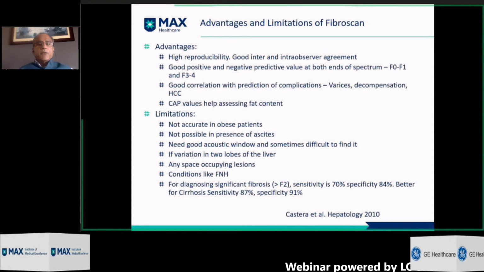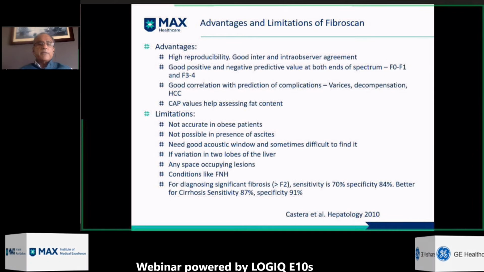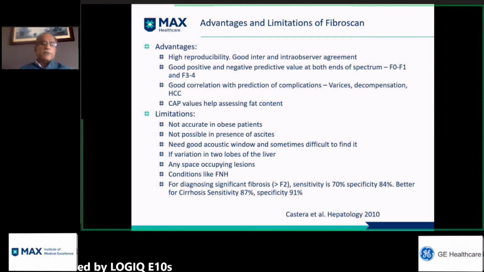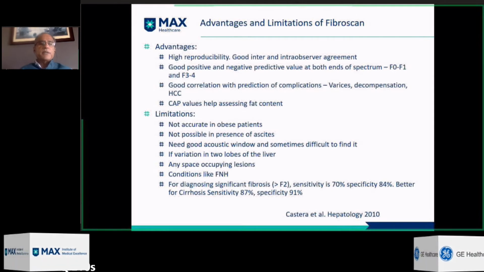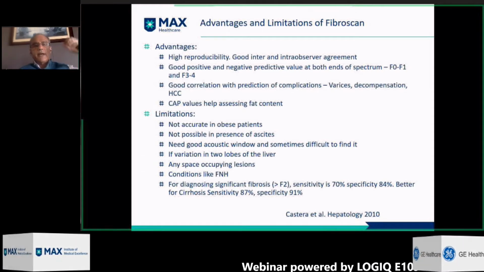So what are the advantages and limitations of FibroScan, which is a technique that a lot of gastroenterologists are more used to because it's more easily available at the bedside, and we can get the machine in the endoscopy suite or in the outpatients, and mostly it is done by a trained technician, so we get the report faster. So there are many advantages. It's highly reproducible.